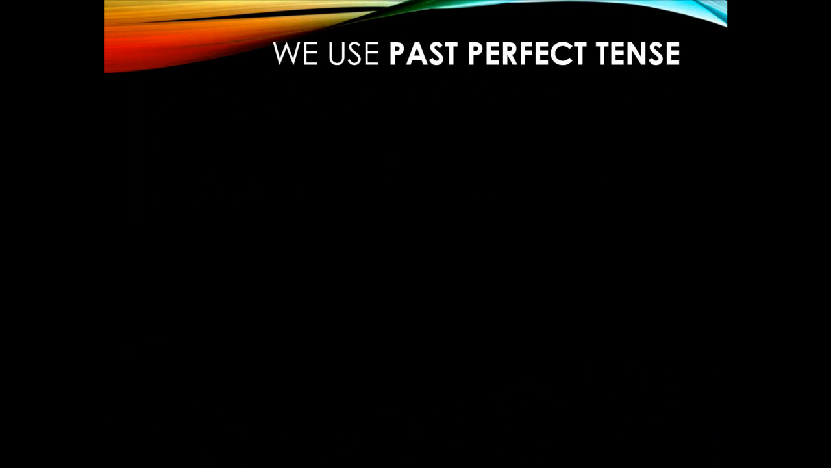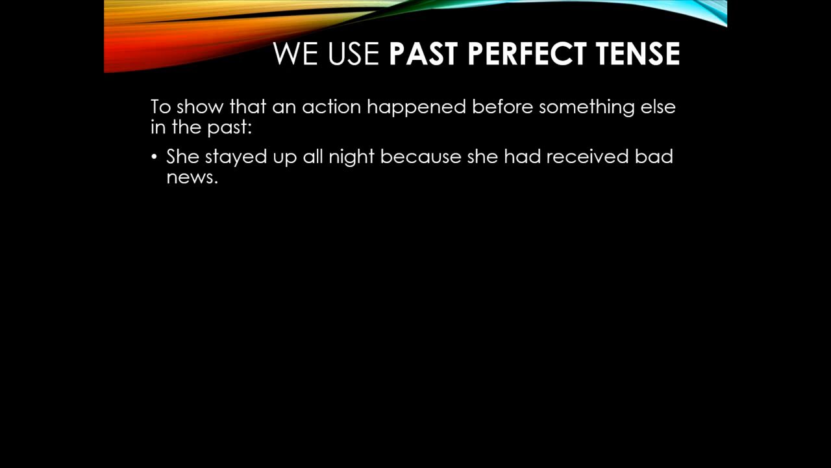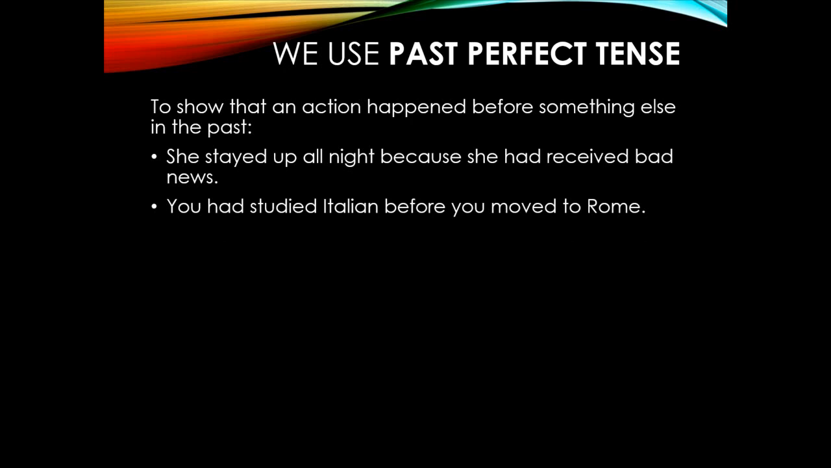We use past perfect tense to show that an action happened before something else in the past. For example, she stayed up all night because she had received bad news. So to show that an action happened before something else in the past, we use past perfect tense. Another example, we had studied Italian before you moved to Rome. Before you went to Rome, you had already studied Italian. That means the action happened before something else happened in the past.